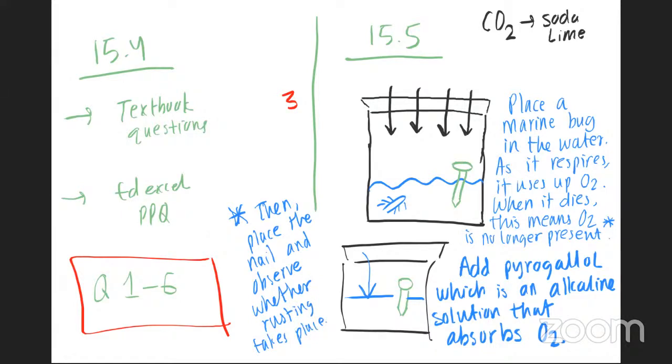Obviously, there are going to be a lot more, but I don't think there are going to be questions like this in the exam, so you don't have to worry. The easiest thing to say is add a chemical compound that absorbs oxygen. You don't need to know the name. You just need to say that you should add a compound which absorbs oxygen. I think that should be fine.